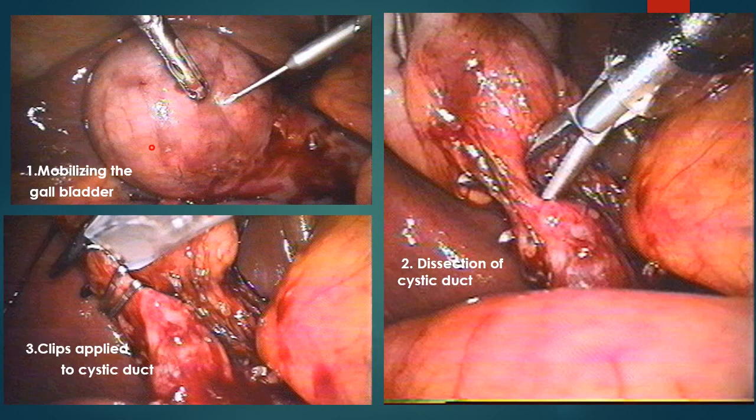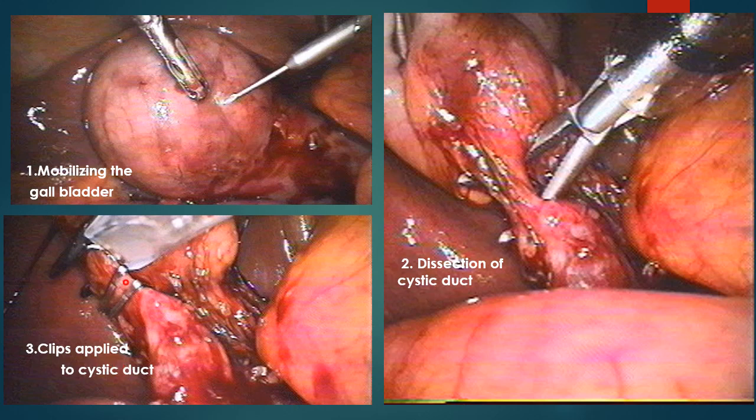Okay, I will take you through the steps of the laparoscopic cholecystectomy. First, enter the abdominal cavity and look for the gallbladder. See, it's angry looking, it is an acutely inflamed gallbladder. The second phase is the dissection of the cystic duct. Cystic duct dissected.